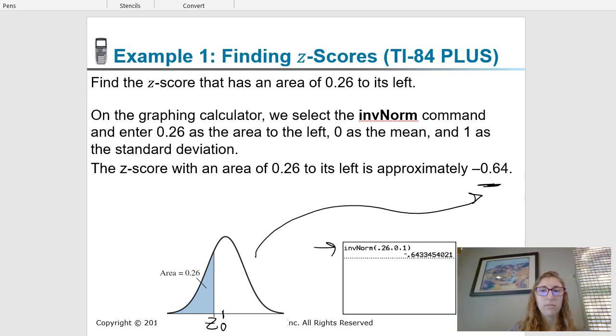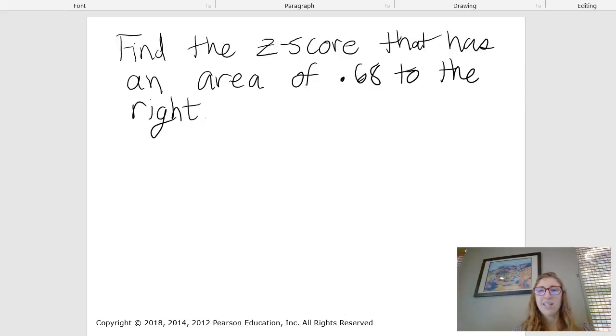All right, so now let's see. I want you to find a z-score that has an area of 0.68 to the right. So please pause your video here. I want you to sketch your standard normal distribution, and sketch in where your 0.68 is and what our z-score that we're trying to find. Sketch where that is. Are we looking for a positive z-score or a negative z-score?